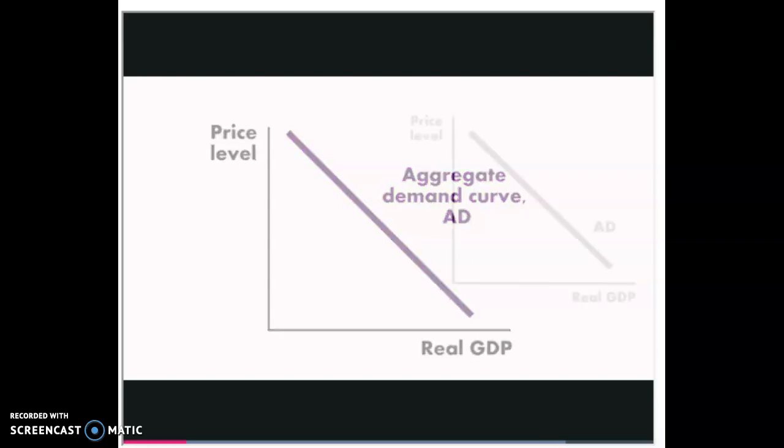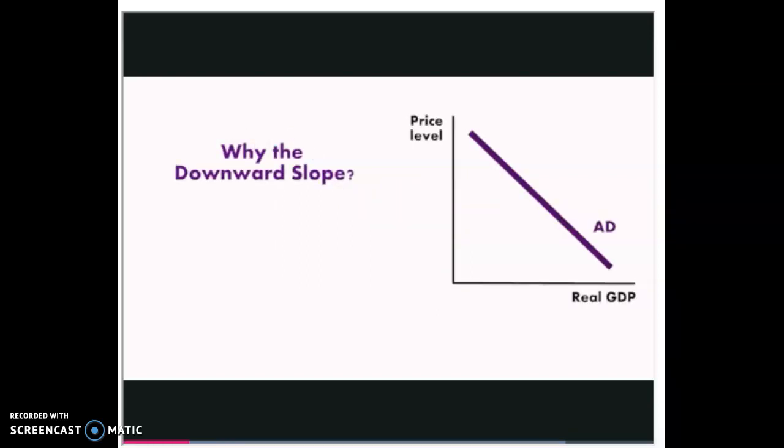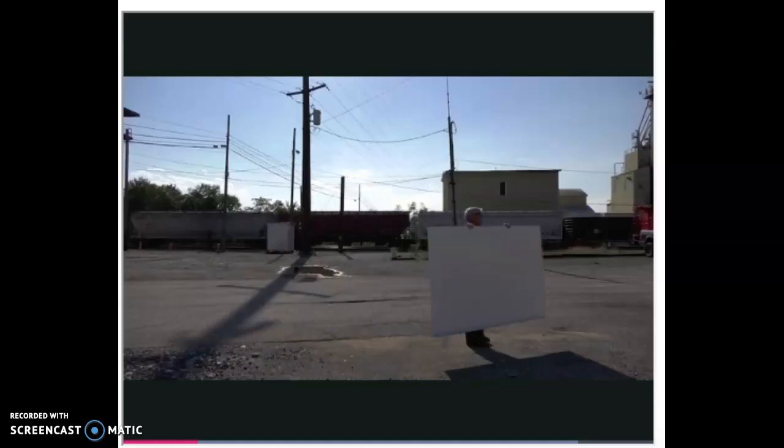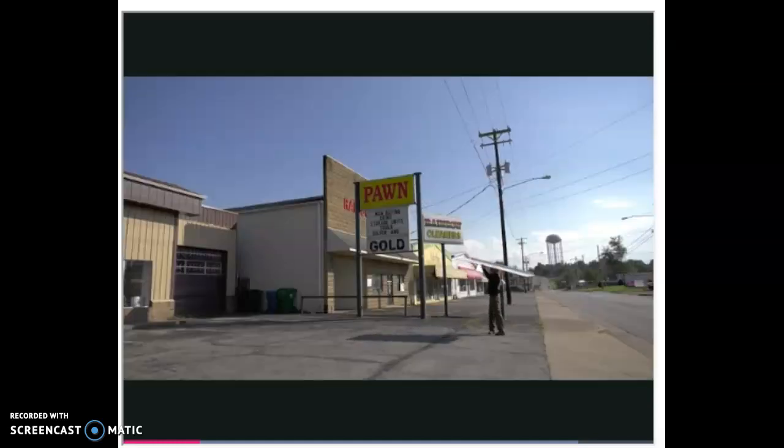The aggregate demand curve gets its downward slope from three effects: the wealth effect, the interest rate effect, and the net export effect. After I downsize my whiteboard, let's talk about the wealth effect.